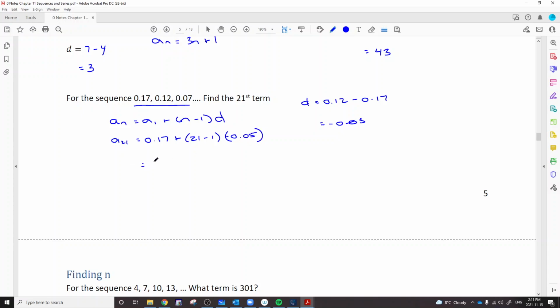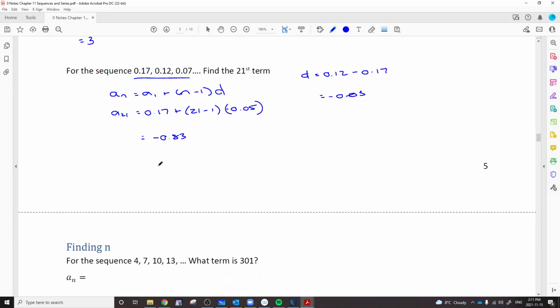So I'm going to use my calculator. I put in 0.17 plus, now I'm going to do 21 minus 1 in my head, so plus 20 times negative 0.05, which gives me negative 0.83. So the 21st term in this sequence is negative 0.83.